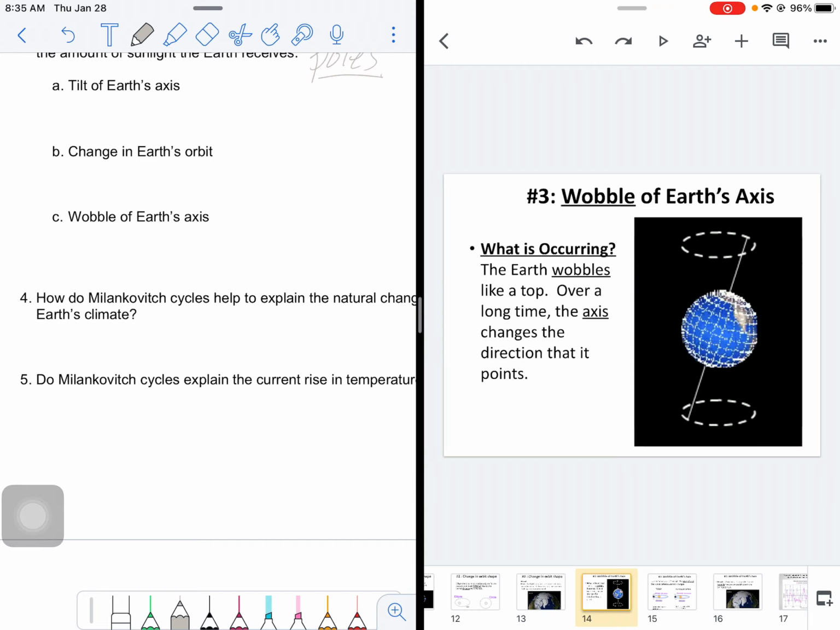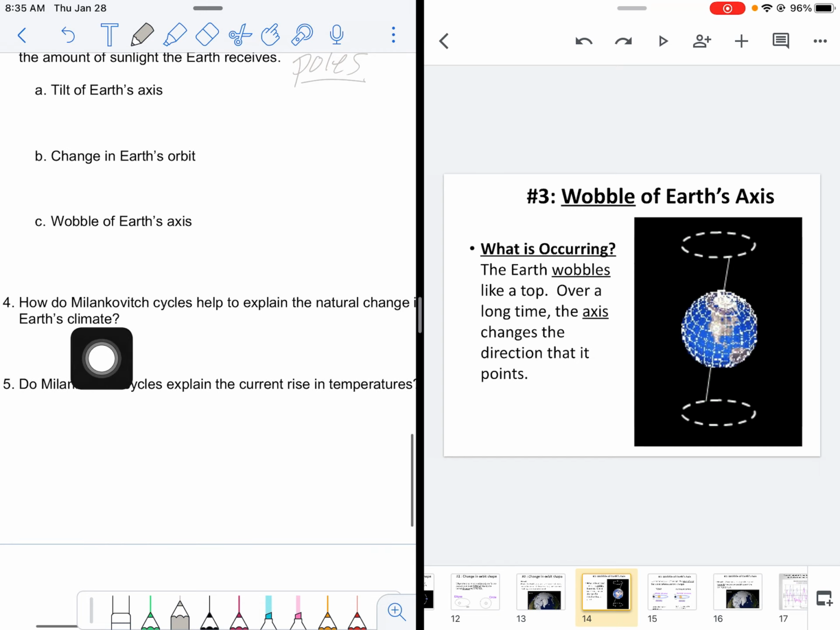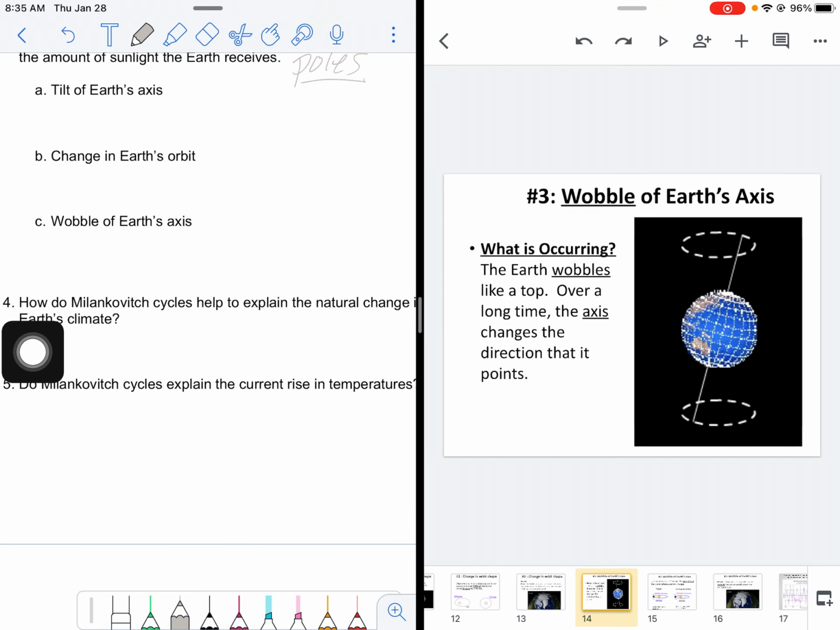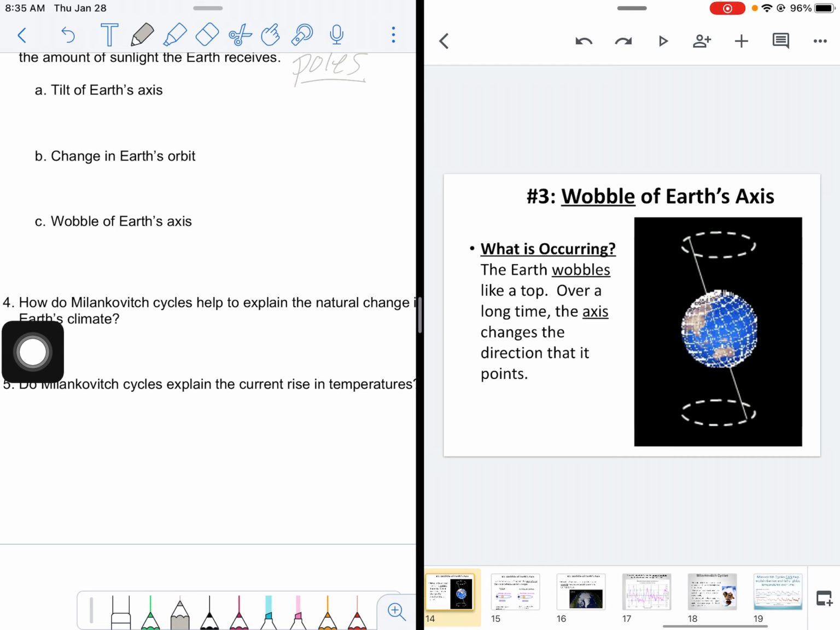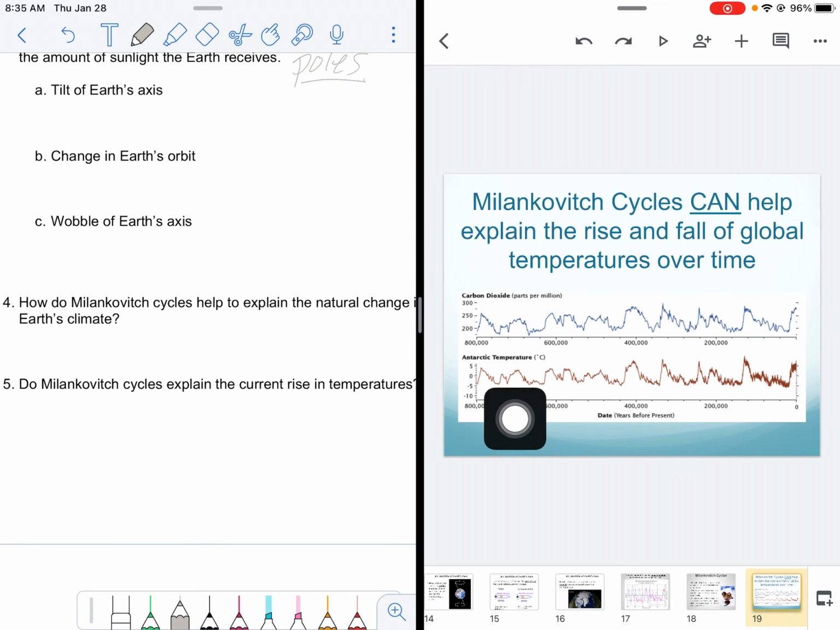And I kind of explained those when we were writing these in, so you could always just rewind and get some help there. So number 4, how do Milankovitch cycles help explain the natural change in Earth's climate? Well, that's what we were talking about. When we're seeing these changes, they're either getting more or less sunlight, and obviously more sunlight impacts the temperature to be warmer, and less sunlight impacts it to be cooler. So that fluctuation in amount of sun explains why we saw this graph fluctuate like this without people.